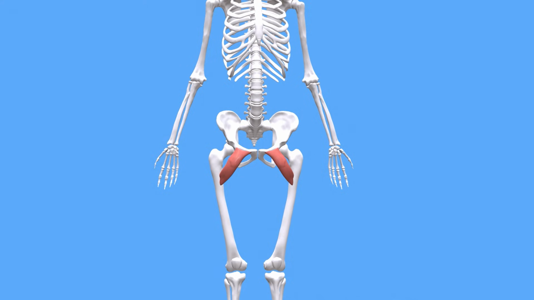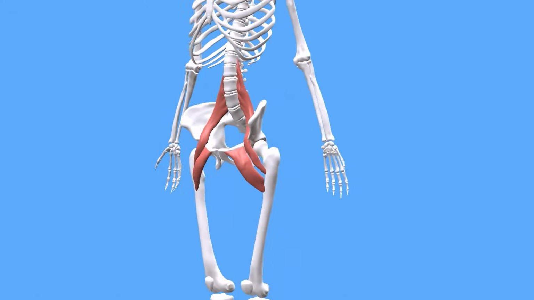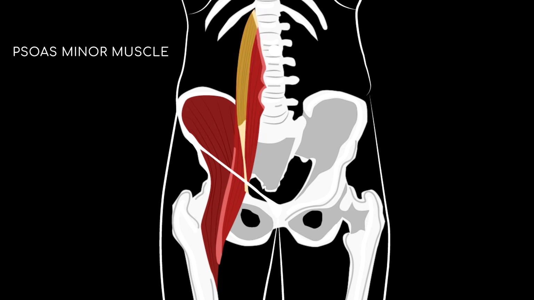Since the pectineus muscle is functionally connected to the iliopsoas muscle and helps to flex the leg at the hip joint, an exercise that extends the leg at the hip joint will also stretch the iliopsoas muscle, which we will discuss in a separate video.